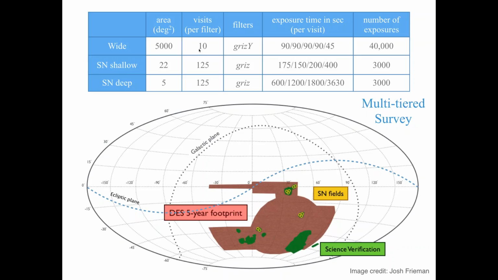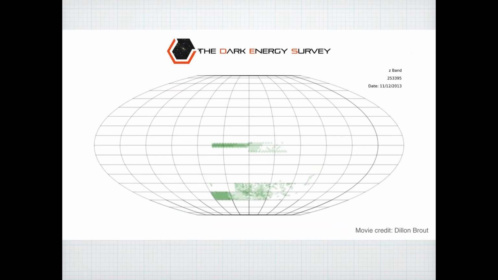This is a nice movie. I don't know if it's showing up on your screen. It's a time sequence of the exposures that we took on our camera. But anyways, on the right is the date. Can you see it? Yeah, okay, good. So this is how we take exposures.